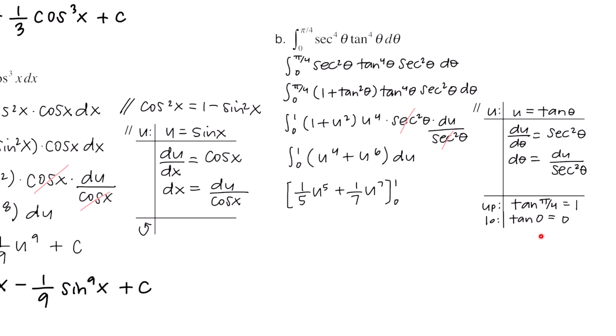And since we converted our limits, we're going to plug 1 right in for u, and then subtract plugging in 0 for u. So when you plug in 1 for u, you get 1/5 plus 1/7, and then you subtract plugging in 0, but when you plug in 0, you just get 0. So our final answer is 12 over 35.